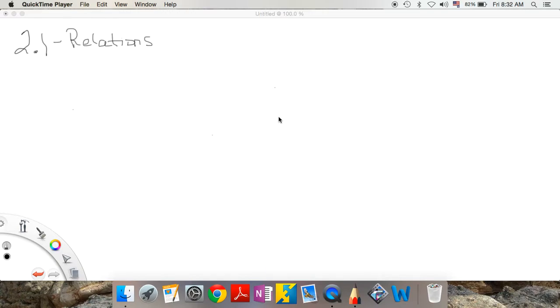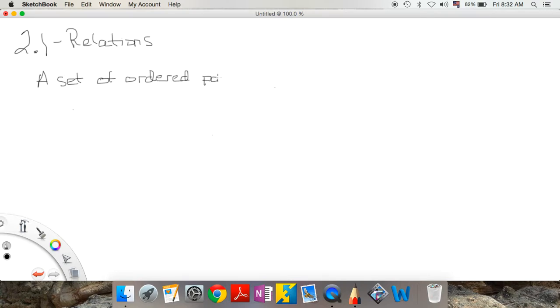Today we're going to talk about section 2.1, which is relations. A relation is a mathematical term that means a set of ordered pairs. That's all it is. You can have a set of ordered pairs that's just one ordered pair, or you can have several.